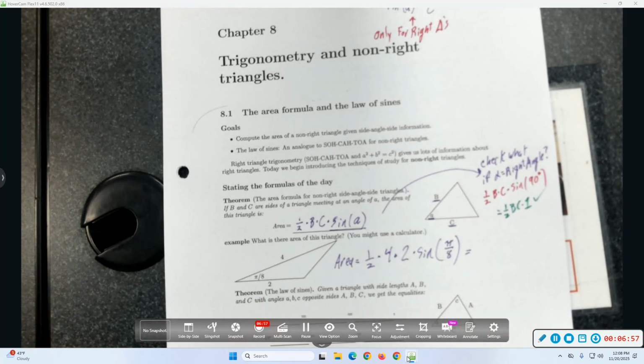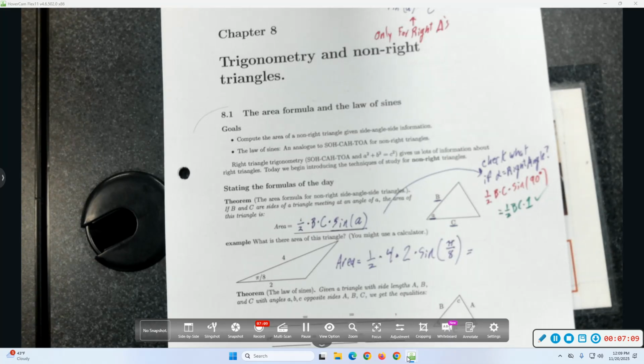8. Pi over 8, is that an angle you already know because of the unit circle? I mean, it's not. You know pi over 4, you know pi over 6, but not quite pi over 8. We will be able to compute trig functions at pi over 8 by the end of the semester, but not yet.